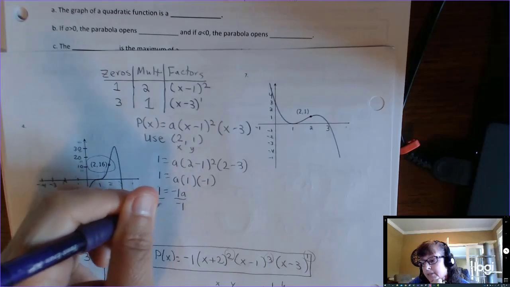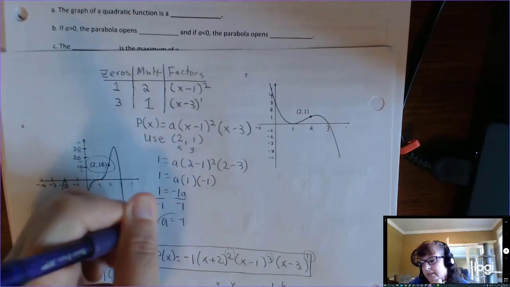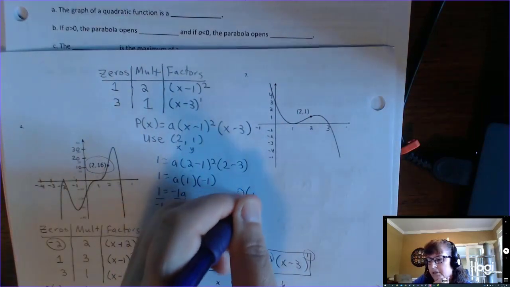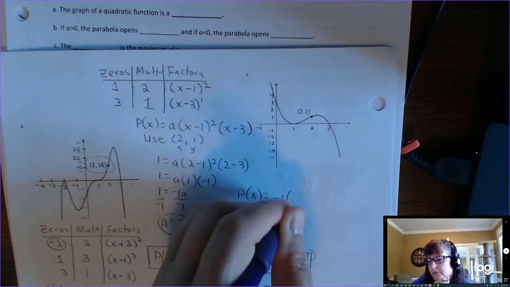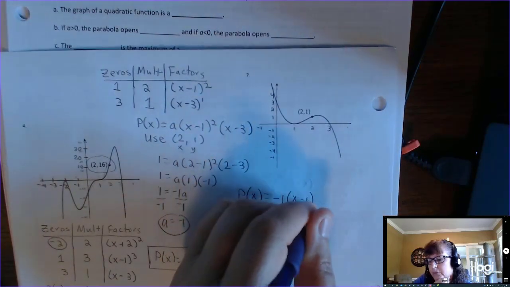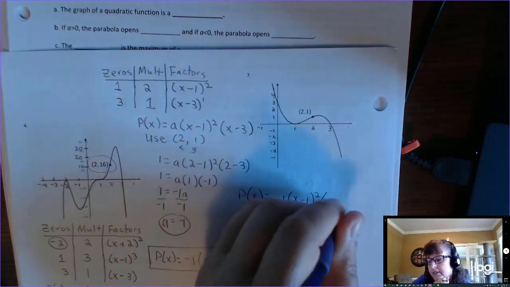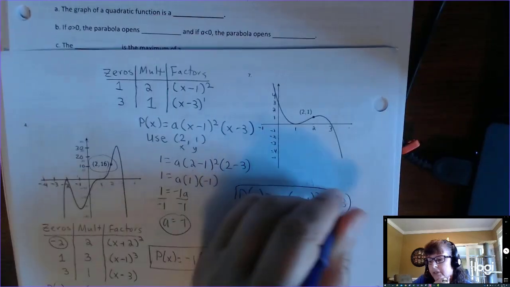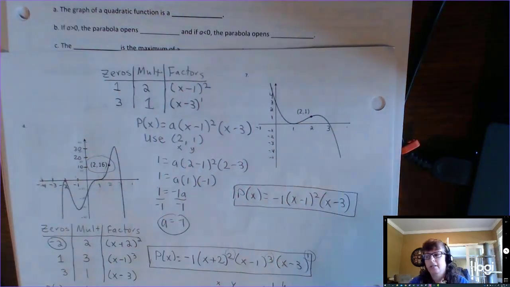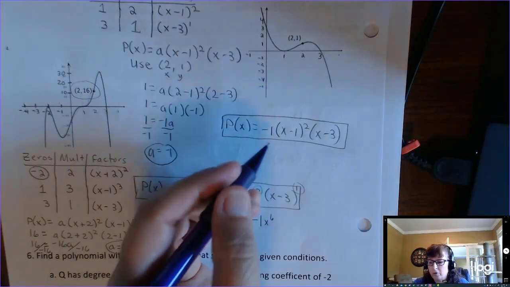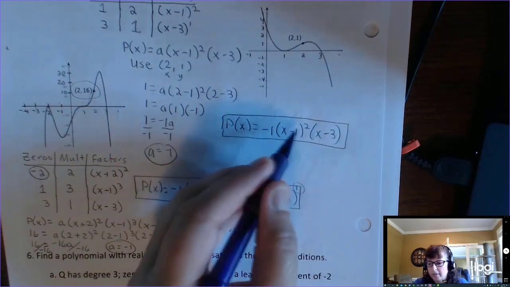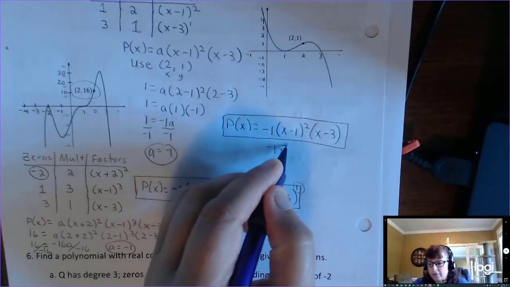Divide both sides by negative 1. A is negative 1. So our polynomial for number 7 is negative 1 times (x − 1) squared times (x − 3). And I will say one more time, you do not need to multiply that out. You can leave it in factored form, because all you need from multiplied out form is the leading term. We know that's negative 1x cubed.